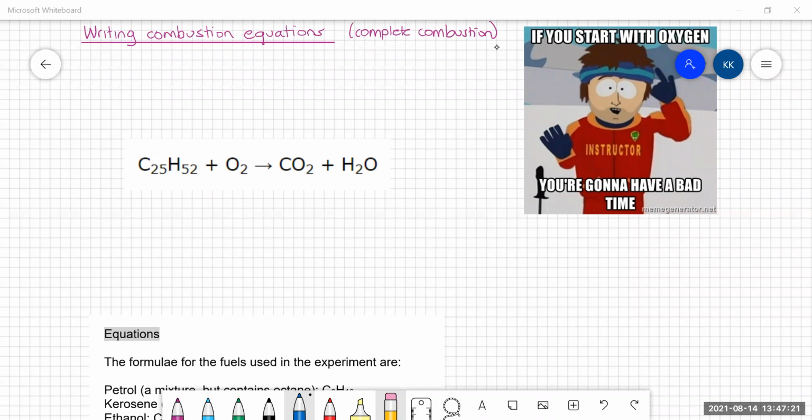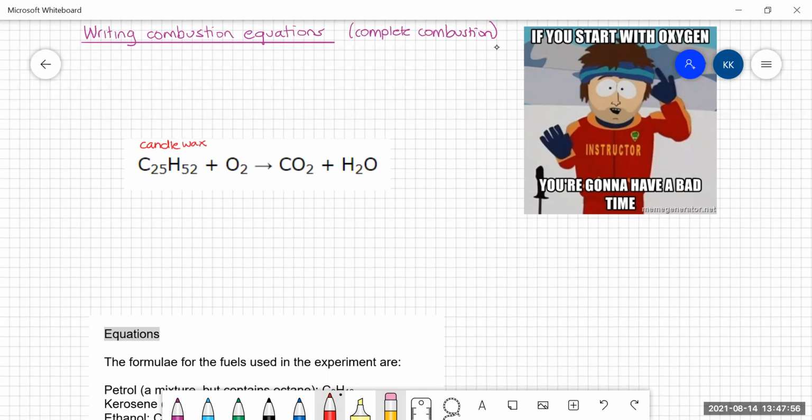Right, we're going to focus on complete combustion. I'll do a separate video on incomplete combustion for you, but we're just going to focus on complete combustion today, which is the kind of combustion where there's plenty of oxygen and the products are always carbon dioxide and water. So I have an example here. This is an example of the combustion of candle wax. So this is candle wax. Candle wax would be a mixture of many different compounds, but one of them is C25H52.